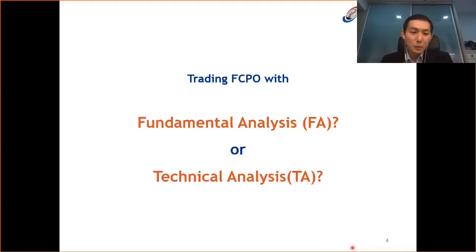And if you do use fundamental analysis, then what are the things you need to look at when trading? What are the fundamental things you need to look at? So in this session, I'm going to share with you some of the key things that are important when you look at fundamental analysis. Right now, our primary focus will be on the fundamental analysis aspect of it.